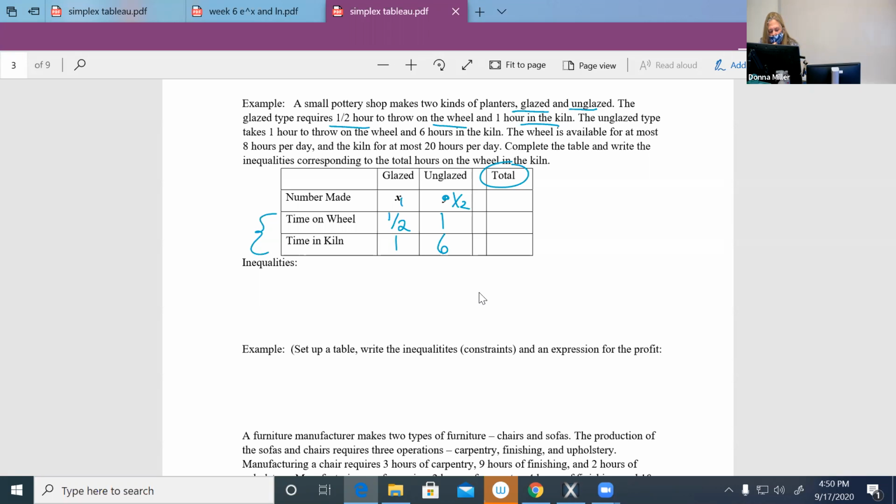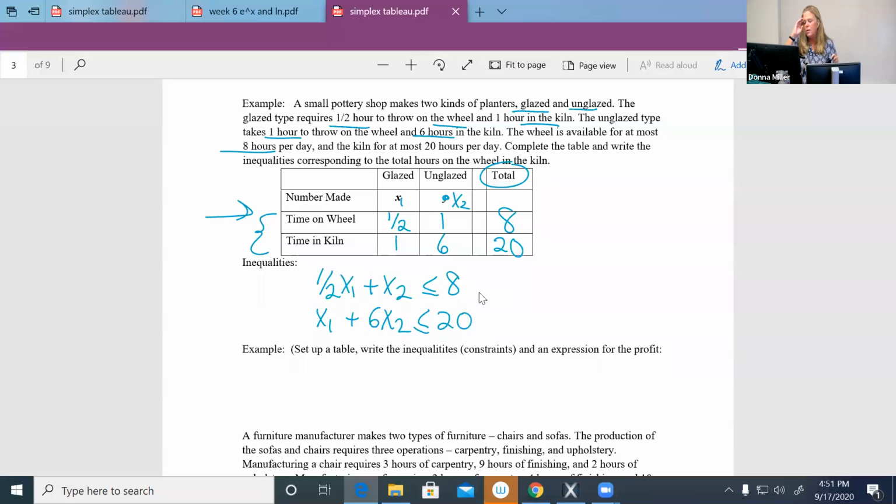The wheel is available for at most 8 hours per day. That's a total. And the kiln for at most 20 hours per day. So now that I have this, right, I can write my two constraints, right? So I just read across the rows. So 1/2 X1 plus X2 is less than or equal to 8, right? And then I would have 1X1 plus 6X2 is less than or equal to 20.